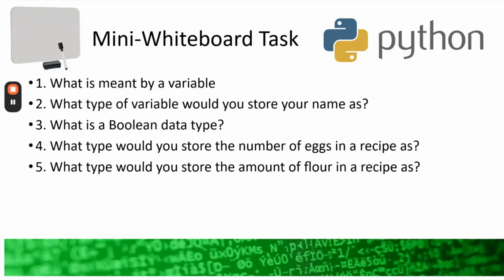Jot the answers down on a piece of paper, put it on a whiteboard. Even if it's just a memory exercise and you're thinking that's what it means, let's get each of these 5 answers down. So what's meant by a variable? What type of variable would you store your name as? What's a Boolean data type? What type would you store the number of eggs in a recipe as? And what type would you store the amount of flour in a recipe as? I'll leave you to just get your answers down to those.